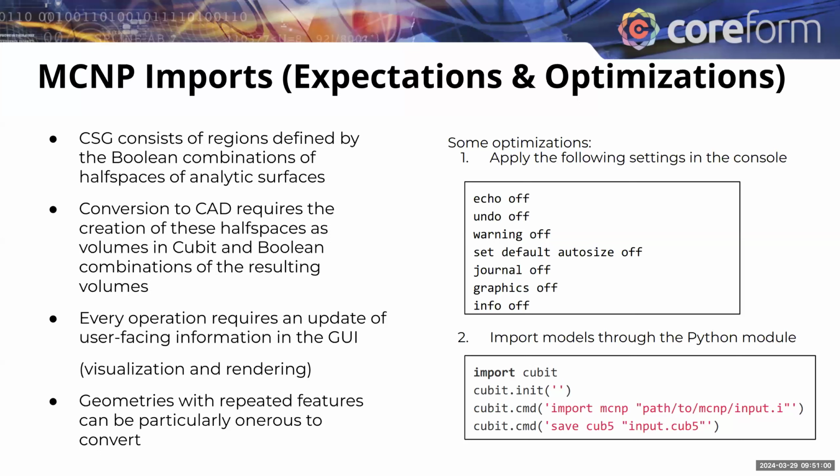Internally, every one of these operations requires an update of user-facing information in the GUI. For example, the model tree, if we've added a group or a new volume, and the rendering as well, will need to be updated potentially.